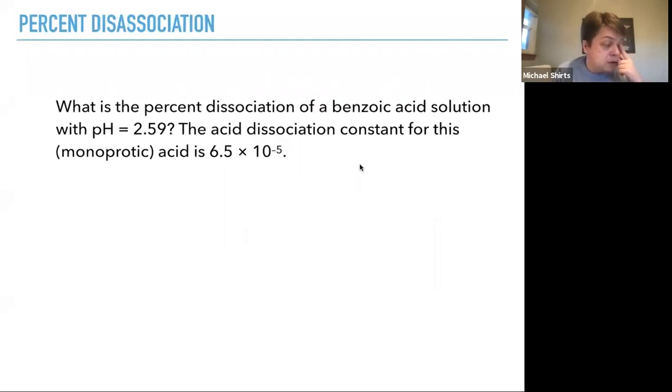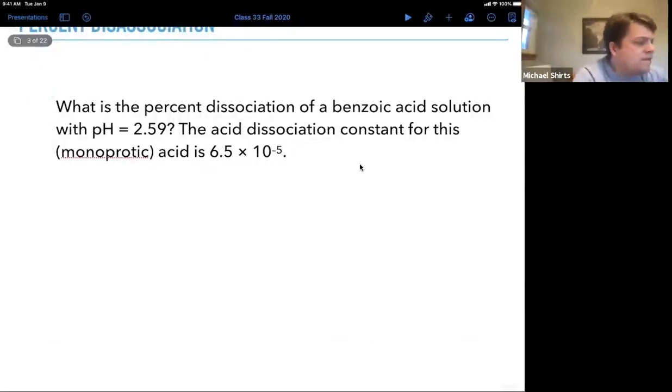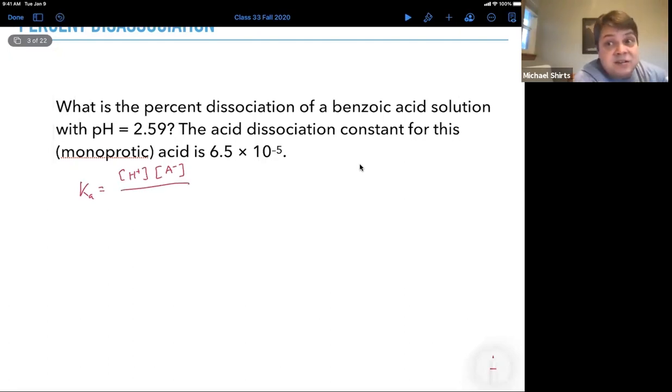Let's practice this. What is the percent dissociation of a benzoic acid solution with pH 2.59? The acid dissociation constant for this monoprotic acid is 6.5 times 10 to the minus 5. Well, let's see what we can do. What information do we have? We've got the Ka. We don't have much, but it turns out that is pretty much enough, because the expression for Ka is the concentration of H plus times the concentration of A minus, the dissociated acid, divided by HA.